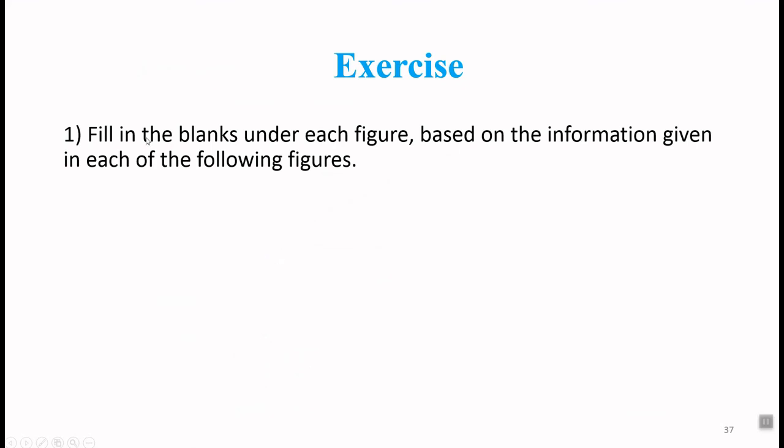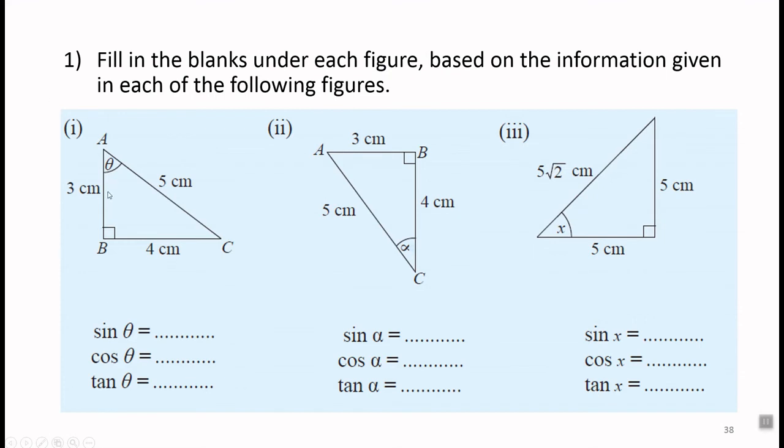Exercise. Fill in the blanks under each figure, based on the information given in each and every figure. Here you can see theta. This one we can mark as the opposite side, the side attached to theta we call adjacent, and this is the hypotenuse. So likewise, first of all you need to mark what is opposite, what is adjacent, and what is hypotenuse. Then easily you can write sin theta, cos theta, and tan theta. Sin means opposite divided by hypotenuse, cos means adjacent divided by hypotenuse, tan means opposite divided by adjacent. You just substitute values and get the answer.